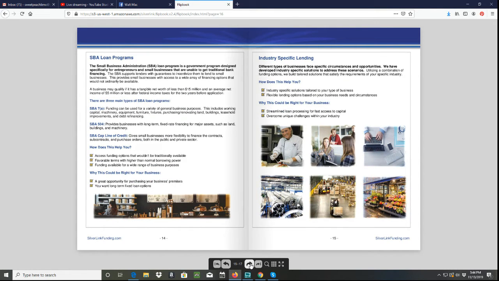SBA loan programs. The Small Business Administration Loan Program is a government program designed specifically for entrepreneurs and small businesses that are unable to get traditional bank financing. Industry-specific lending. Different types of businesses face specific circumstances and opportunities. We have developed industry-specific solutions to address these scenarios.